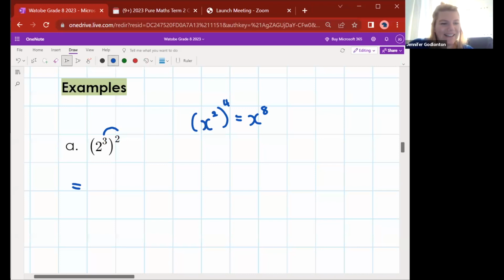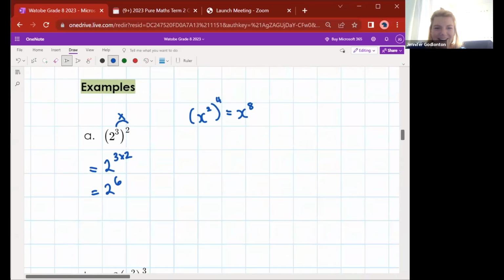Yes, guys, look at those beautiful answers coming in. We are going to multiply them together. We're going to say 2 to the power of 3 times 2, which gives us 2 to the power of 6. You don't need to show the step. I'm just writing it in there so you can see what we've done. Awesome job, guys. Let's try another one.